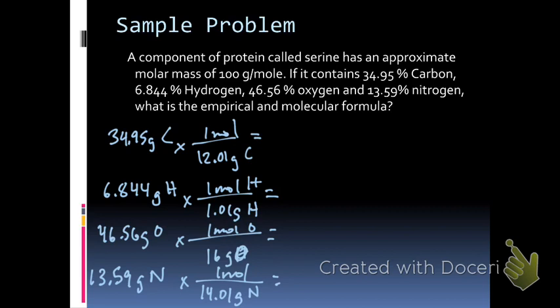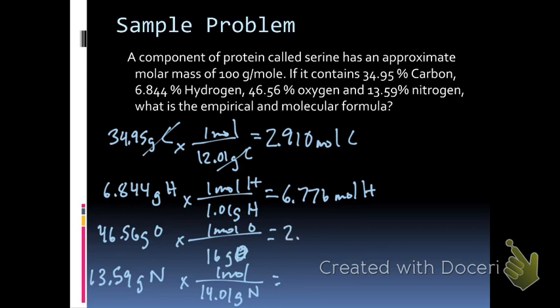All right, so it's 34.95 divided by 12.01. I get 2.910 moles of carbon. 6.844 divided by 1.01 equals 6.776 moles of hydrogen. 46.56 divided by 16 gives you 2.91 moles of oxygen. 13.59 divided by 14.01 gives you 0.970 moles of nitrogen. Remember, divide by the smallest amount, that would be 0.970.